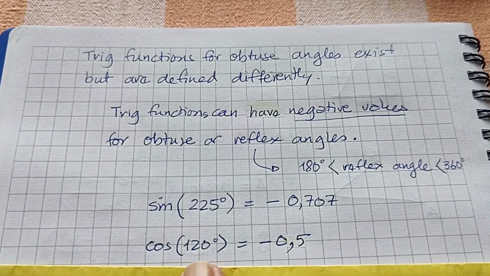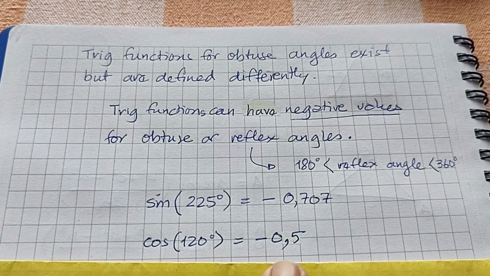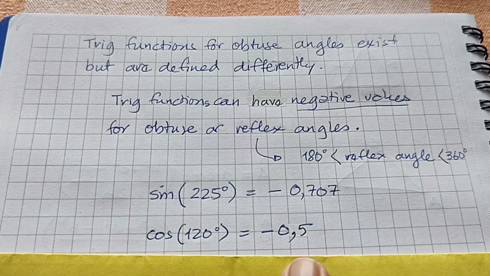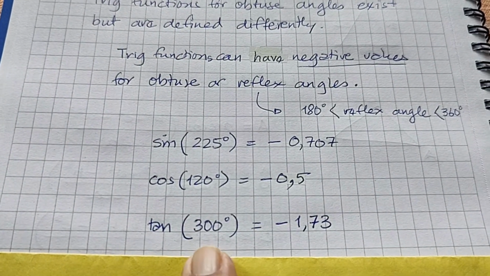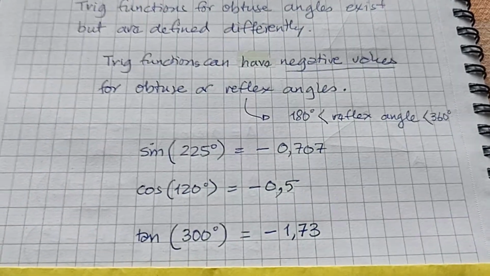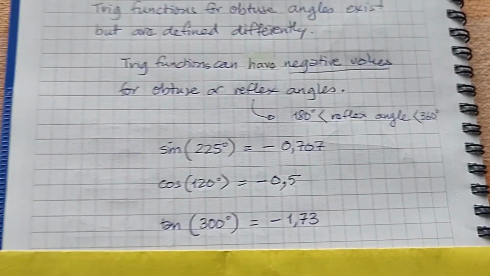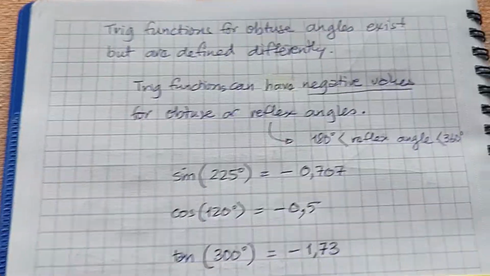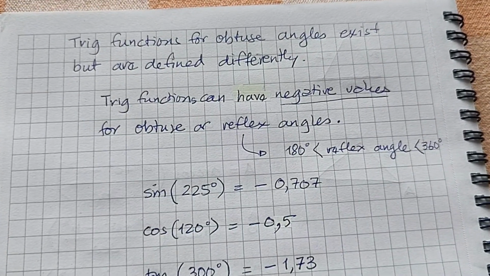Similarly, if you do cos of 120, you will get minus 0.5. If you do tan of 300, you will get minus 1.73. So this is something that we haven't learned, and you may learn later on in future years.